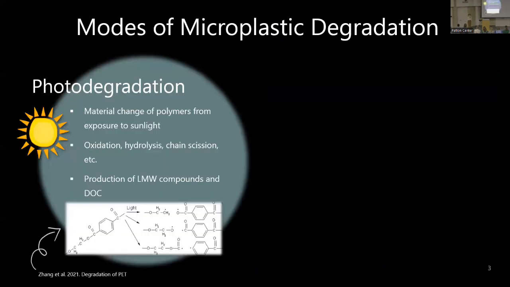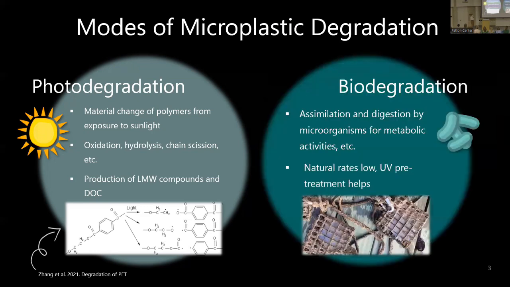Photodegradation is the breakdown of plastics with UV irradiation. There's a lot of different mechanisms that sort of do that when it's getting irradiated. So you have chain fission, the alteration of the shape of the molecules, et cetera. And during that process, low molecular weight compounds and DOC are also produced. And then you have biodegradation, which is the assimilation and digestion of these microplastics by microorganisms to support their metabolic activity.